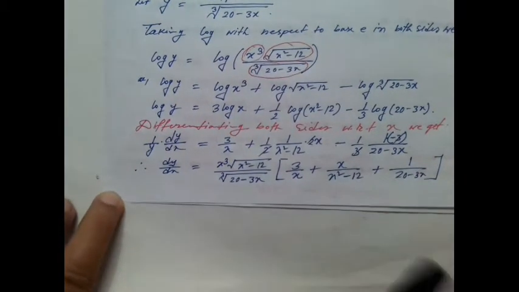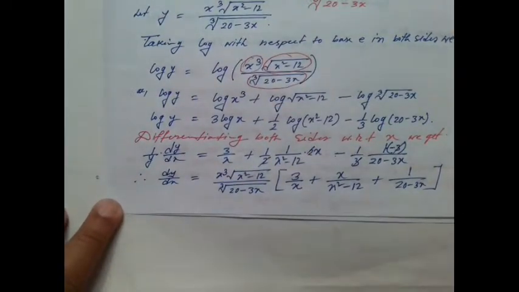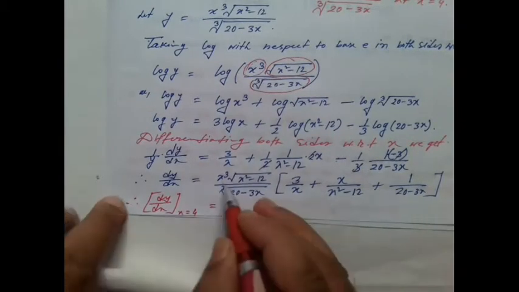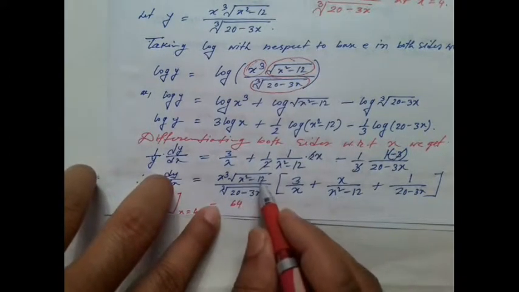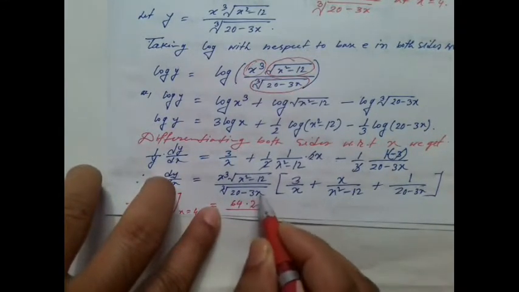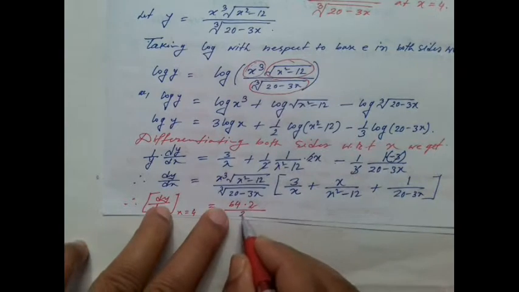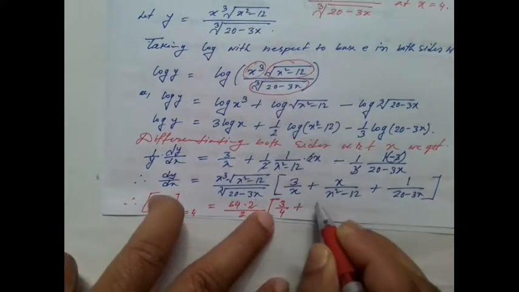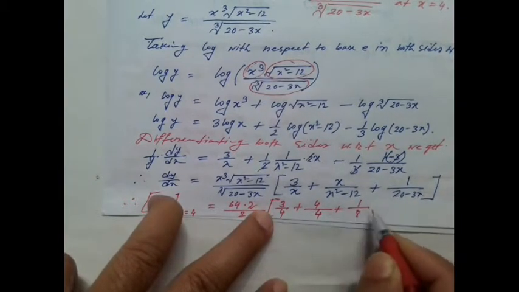Okay, now to get the value, we have to get the value at x equals 4, so I have to put x equals 4 in dy/dx. Therefore dy/dx at the point x equals 4, if we put 4, that time 4 cube means 64, and here 4 square means 16, 16 minus 12 means 4, root of 4 means 2, here 20 minus 3 times 4, 12, 20 minus 12 is 8, cube root of 8 means 2, then we have 3 by 4 plus 4 by 16 minus 12 means 4, plus 1 by 20 minus 12 means 8.